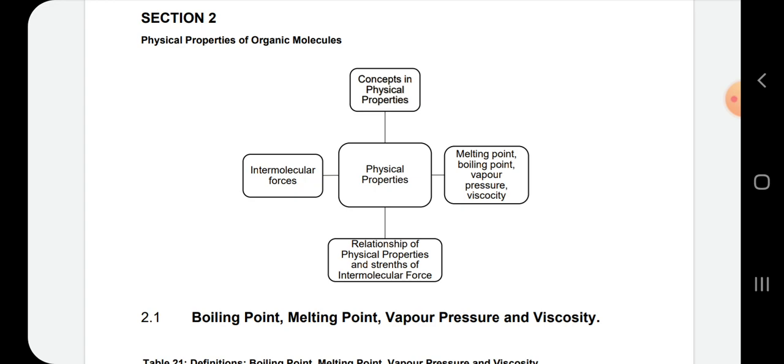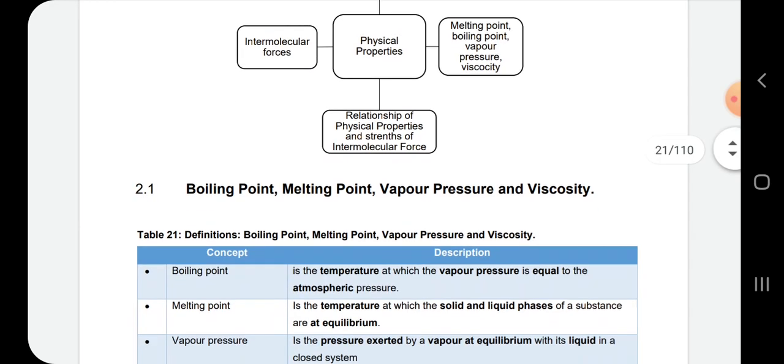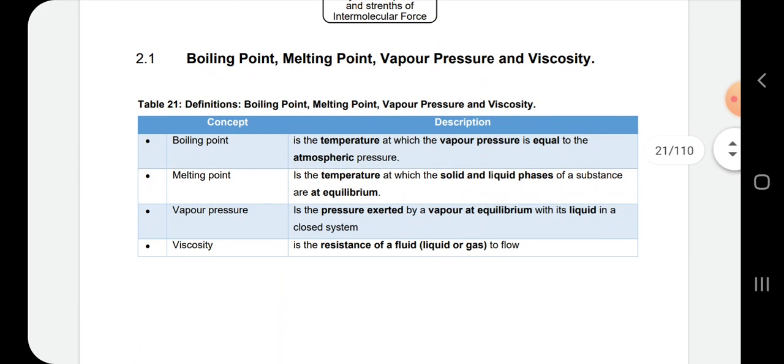So now again, one thing you have to know is the physical properties of organic molecules. It's another section. So here we're going to be talking about melting point, boiling point, vapor pressure, and viscosity. So when we talk a bit about intermolecular forces, there are different forces, right?